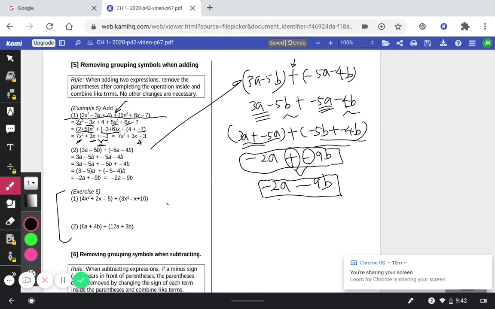So now everybody pause the video and try exercise 5.